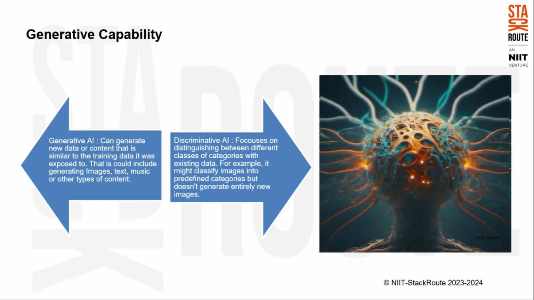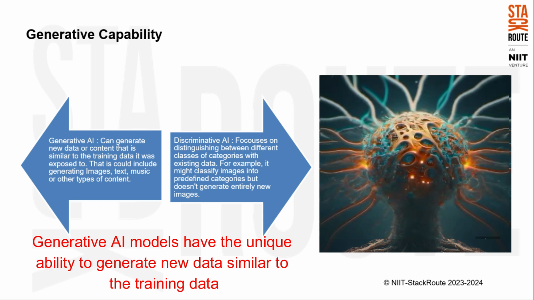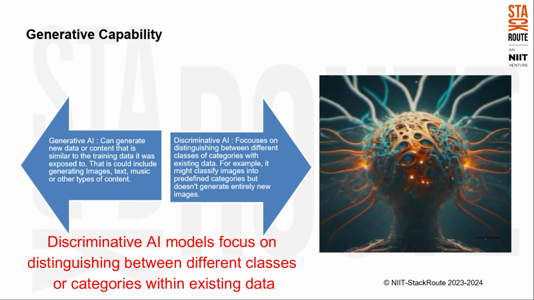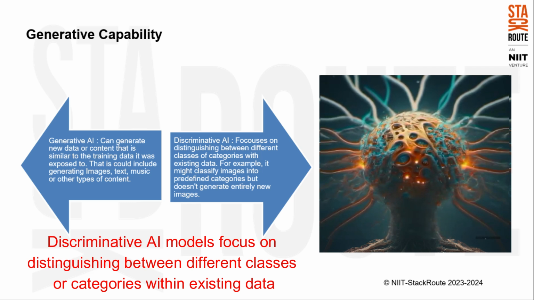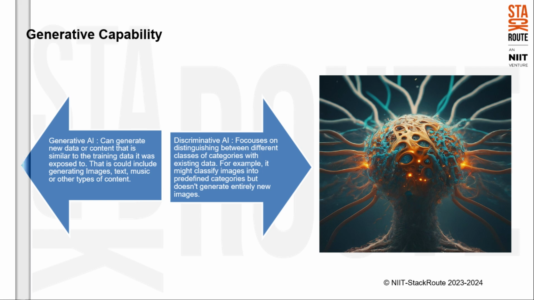In summary, while generative AI models have the unique ability to generate new data similar to the training data, discriminative AI models focus on distinguishing between different classes or categories within existing data. Let us now move to the next factor, learning approach.